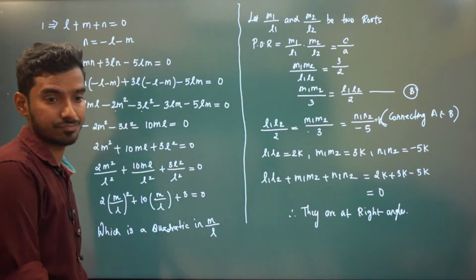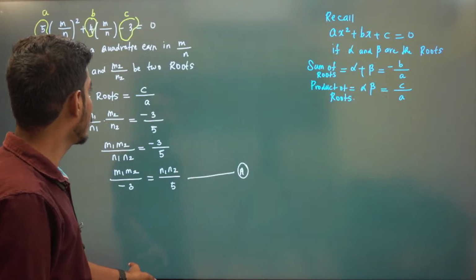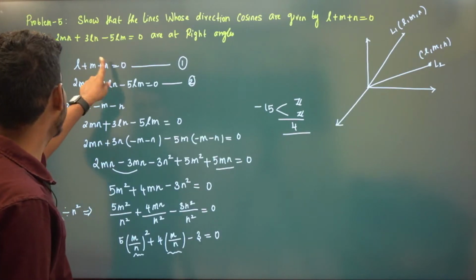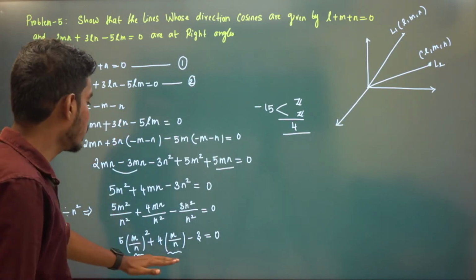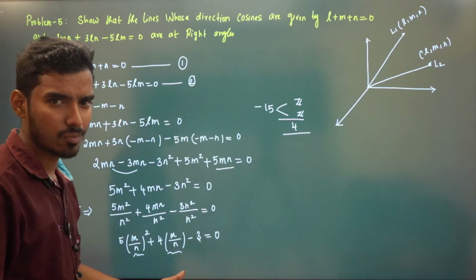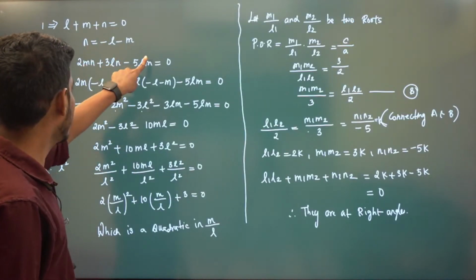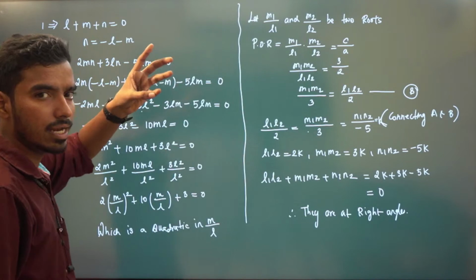Is it clear? Very easy problem. So first, you always remember two steps. First is write L in terms of M, N. You will have one quadratic in M by N or N by M, whatever you can. And again, you write N in terms of L, M, that is L, N. Remember this.